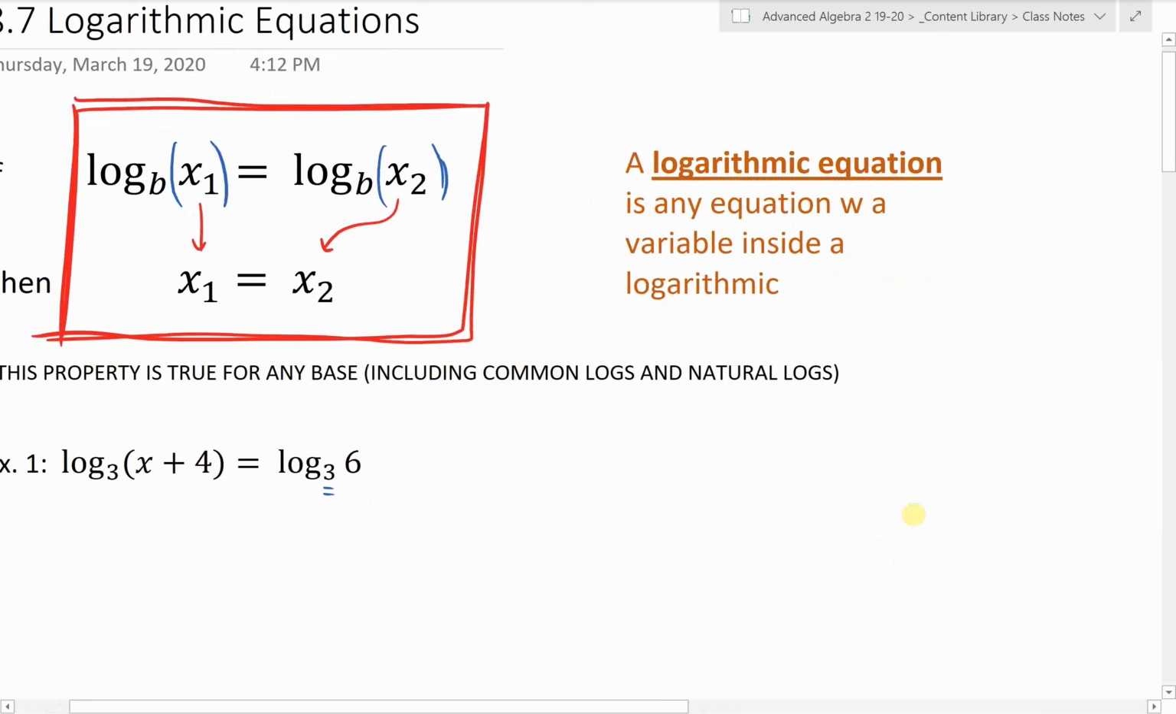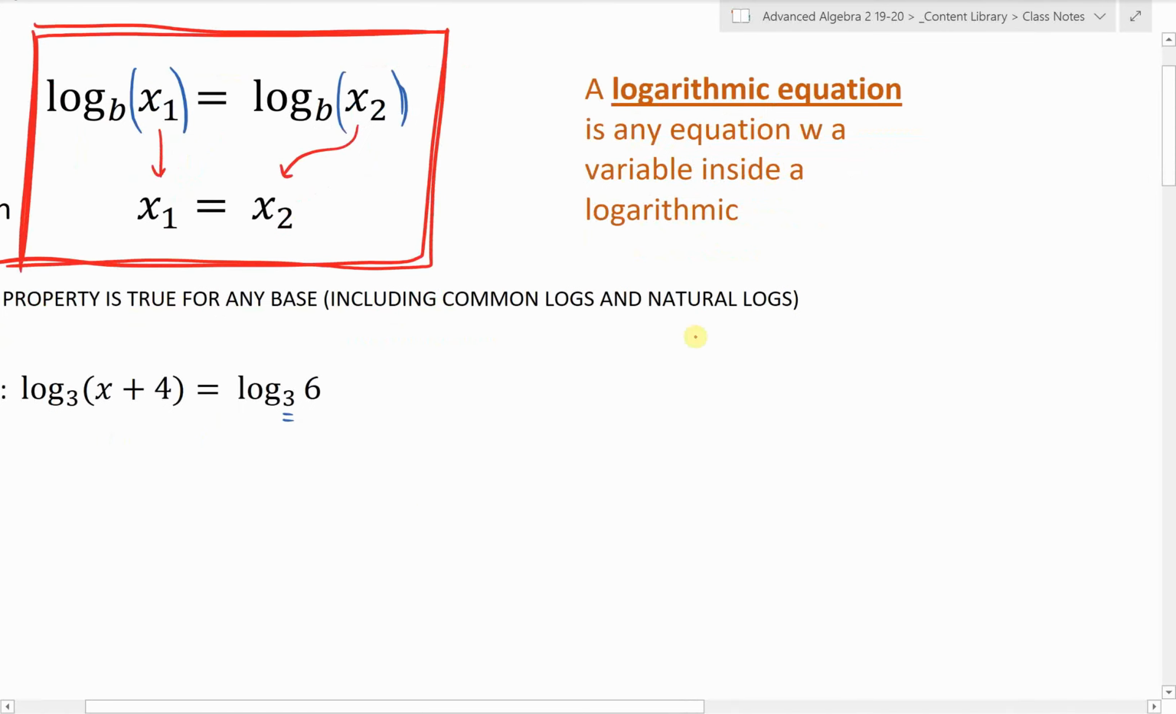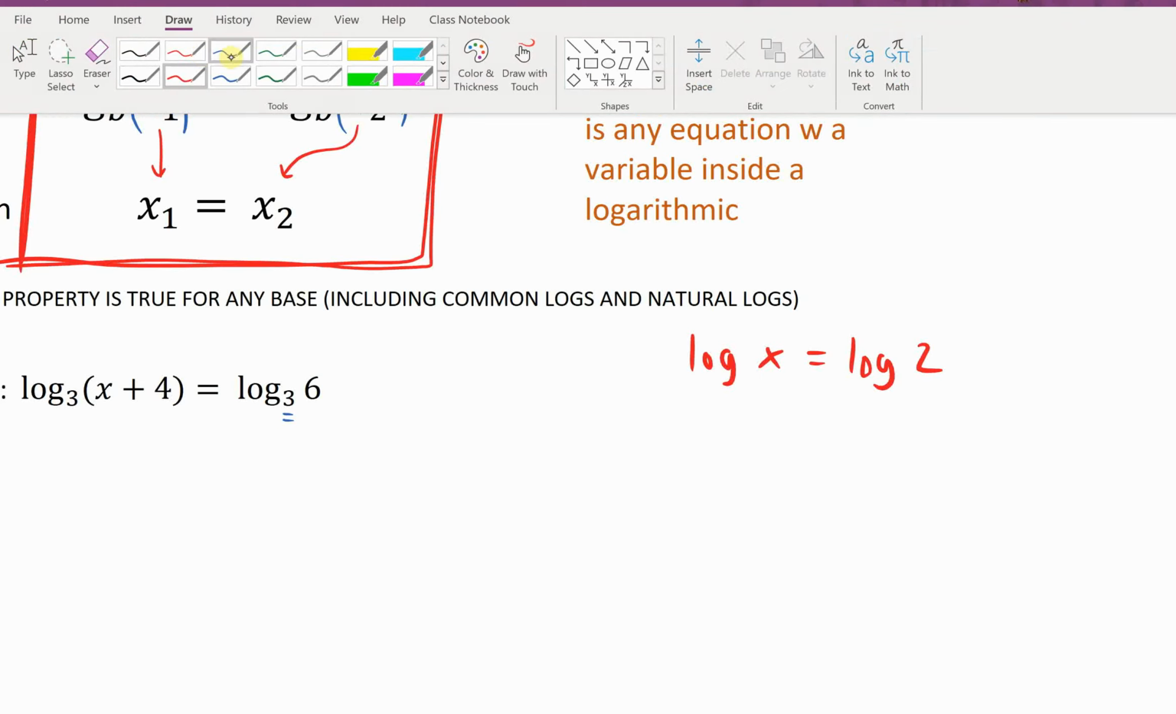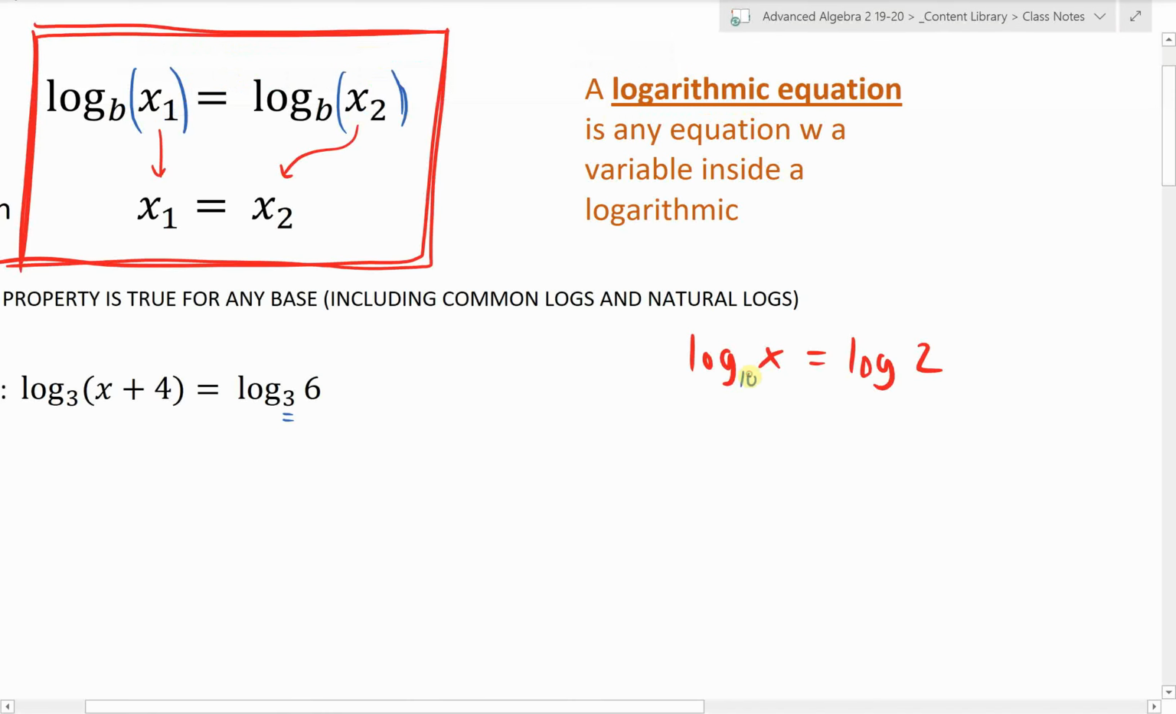If we wanted to see how this is true algebraically, we know that in order to solve equations, we always solve using inverse operations, right? So suppose I had something like log x equals log 2. It's obvious that x would have to be equal to 2. How is that happening algebraically? Well, when we say log x, we mean common log, or log base 10. And to solve equations, we use inverse operations.